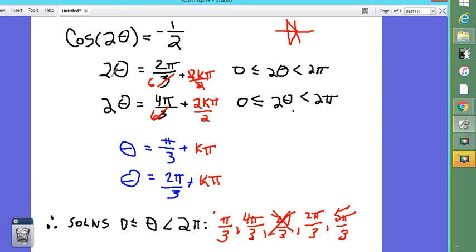Okay, so solve for the double angle, but then you're basically cutting everything in half, and then you're still finding the solutions between 0 and 2 pi. Okay, I hope this helped.